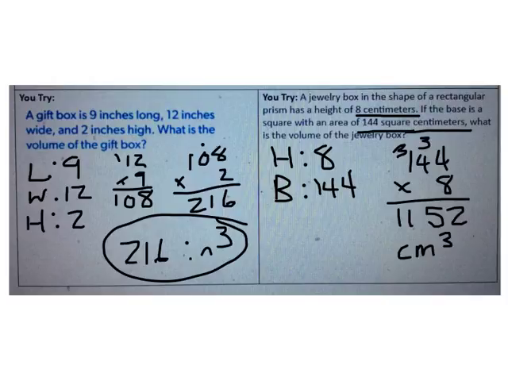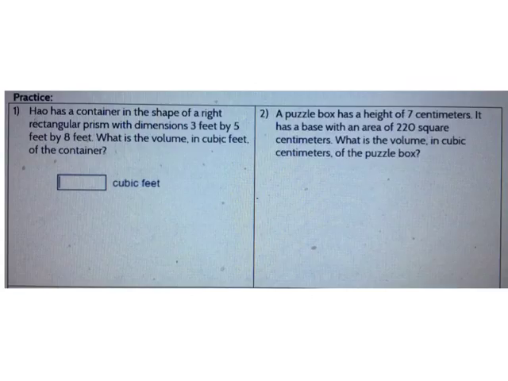I can apply the formula volume equals area of base times height. So I can multiply 144 times 8. When I do that, the answer is 1,152 centimeters cubed. Let's try a couple more.